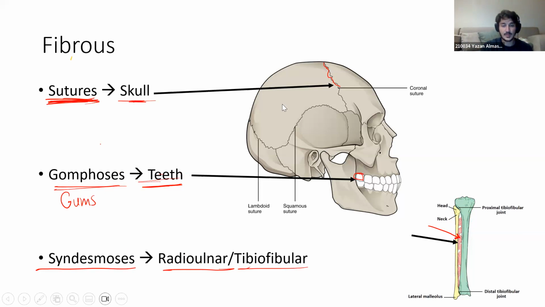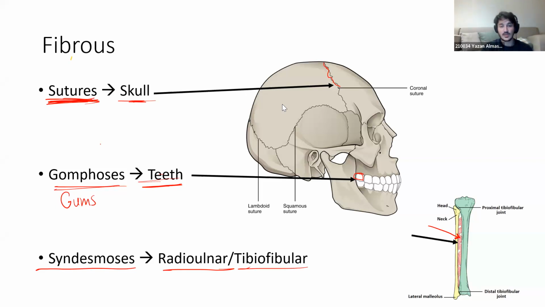Area around the teeth. You have to say medial radio-ulnar. I get what you mean, because there's also another synovial joint in the radio-ulnar joint, but we're going to get to that. And that will be proximal or distal.